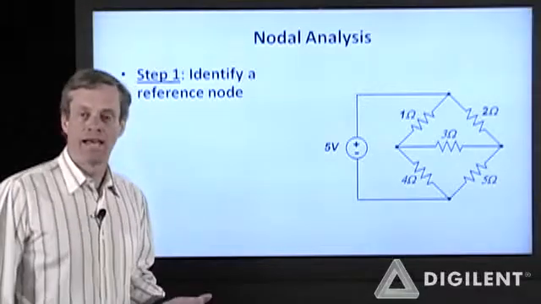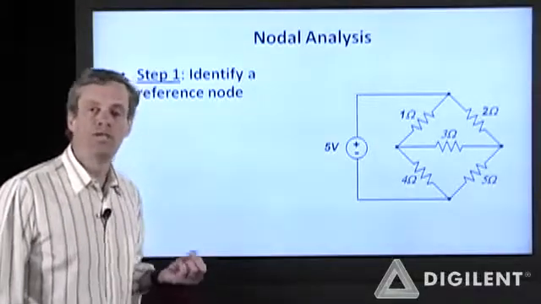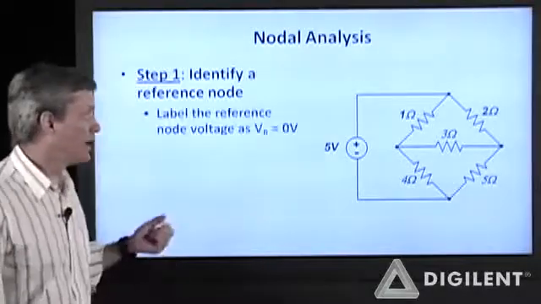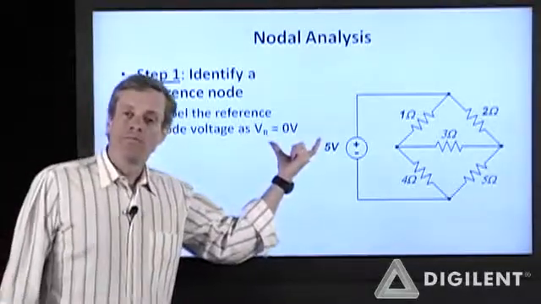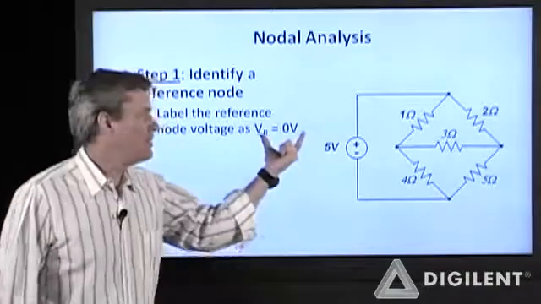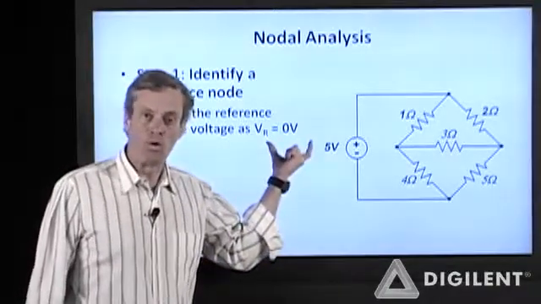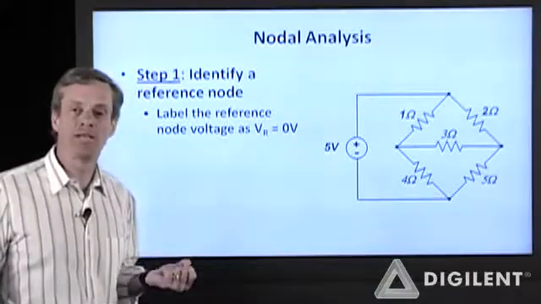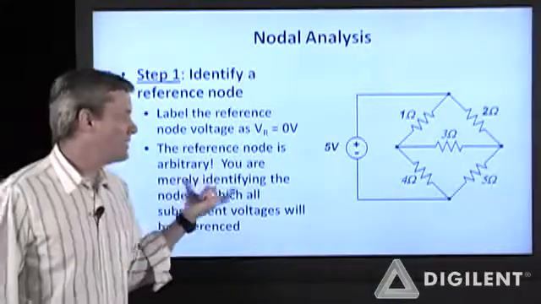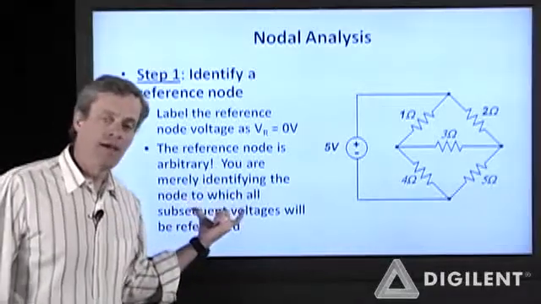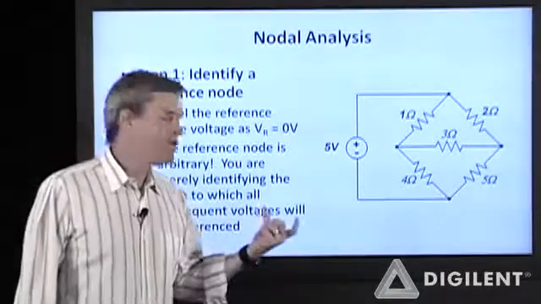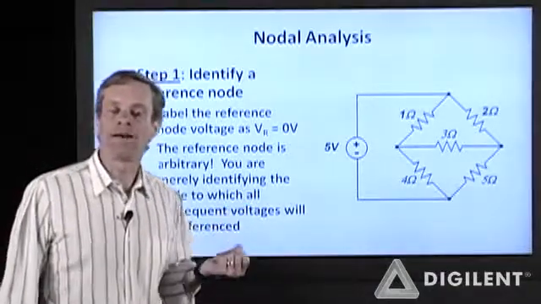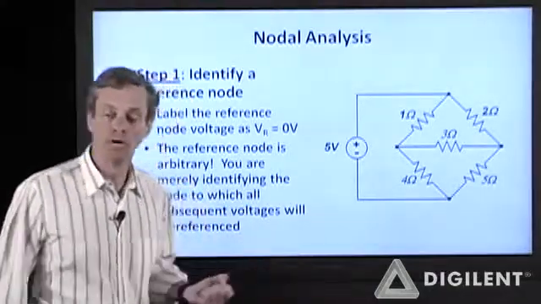Step one of nodal analysis. The first thing you need to do is identify what is called a reference node. You will identify the voltage at that node as being 0 volts. It doesn't particularly matter which node you specify as the reference. You are identifying a node that gives you the reference value that all your other voltages are calculated relative to.